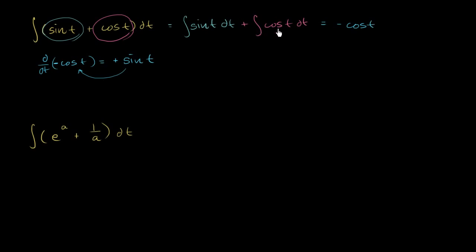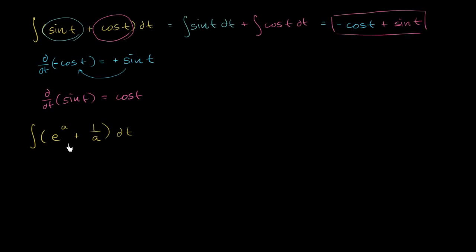And then what's the antiderivative of cosine of t? Well, we already know that the derivative with respect to t of sine of t is equal to cosine of t. So cosine of t's antiderivative is just sine of t. So plus sine of t. And we're done. We found the antiderivative.